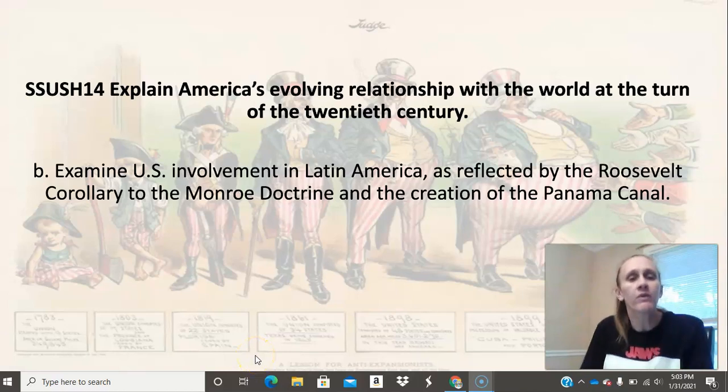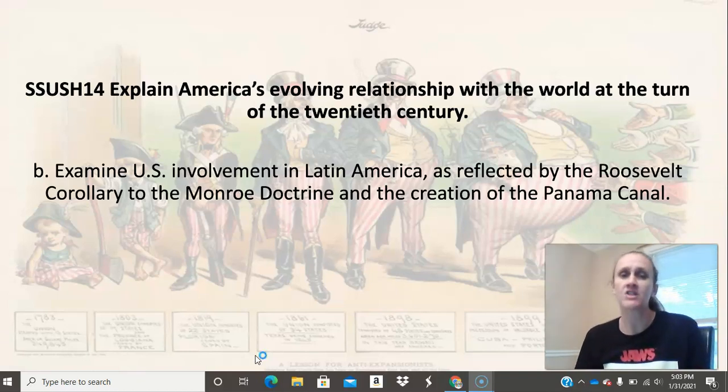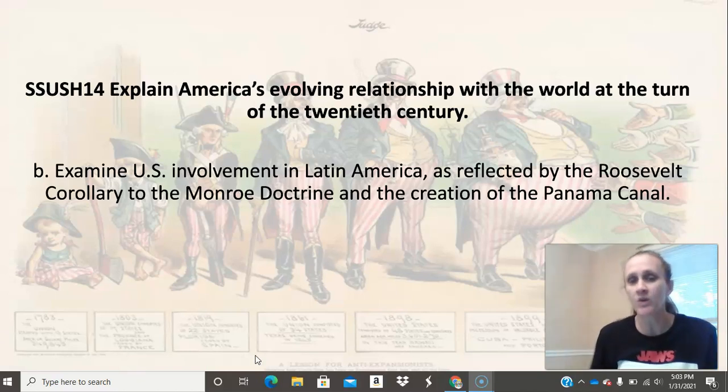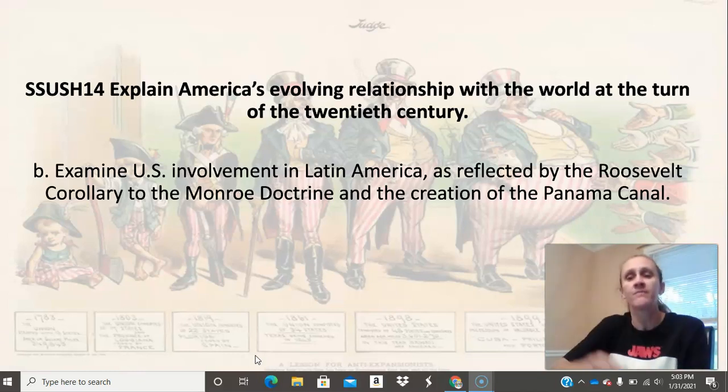Okay, with Standard 14b, we're looking at the U.S. involvement in Latin America and how it's actually reflected in our actions or our legislation. And that legislation is the Roosevelt corollary, which is an addition to the Monroe Doctrine. We talked about that units ago. James Monroe created a doctrine that said European nations couldn't come into Latin America and we would keep them out by force, or protect Latin America by force.